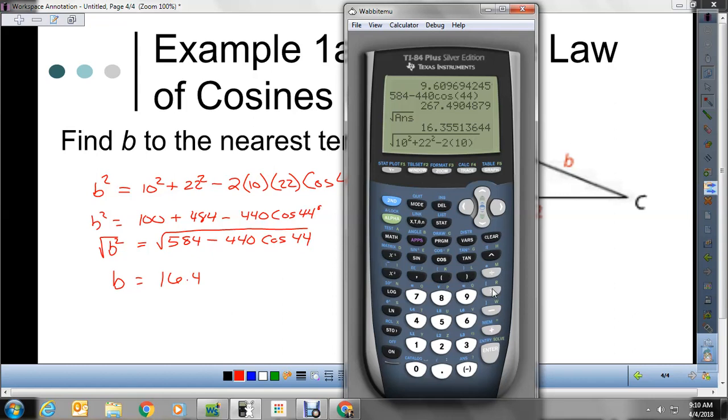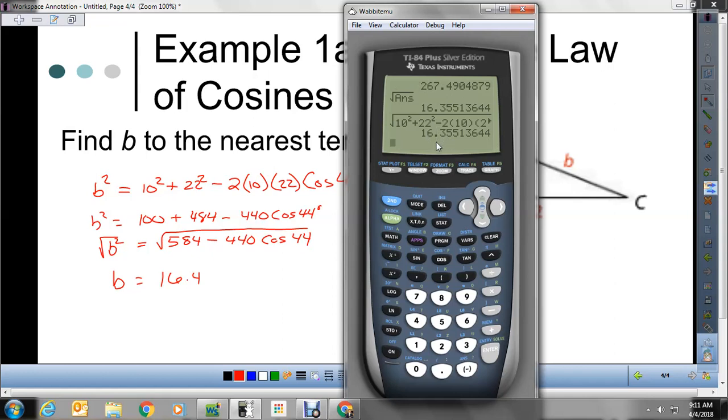You can use the times button as well. Times 10 times 22. And then we're going to hit cosine of 44. Hit enter, and we get the same answer as 16.35, which is 16.4.